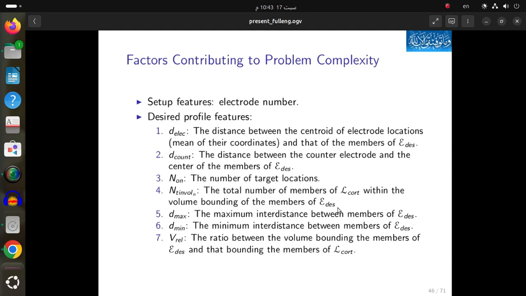Also, the maximum interdistance, the maximum distance between the targets that need to be excited, and the minimum distance between them. The maximum distance conveys insight about the span of the pattern, how far they are from one another, and the minimum distance is a measure of resolution. Also, we study the relative volume, the ratio between the volume bounding the targets that we need to excite to the total volume occupied by all brain locations that we want to control.